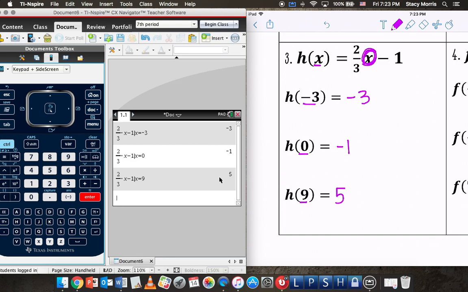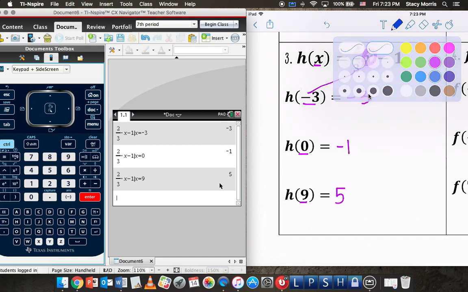So I didn't write this one out this time. Hopefully you understood. Again, all I'm doing is plugging in these numbers for x. They're asking me to evaluate this function right here when x is -3, 0, and 9. What I think is really important is that you understand that this is an x value and this is a y value. So you could potentially be asked to plot those points. It's really important that you understand that.